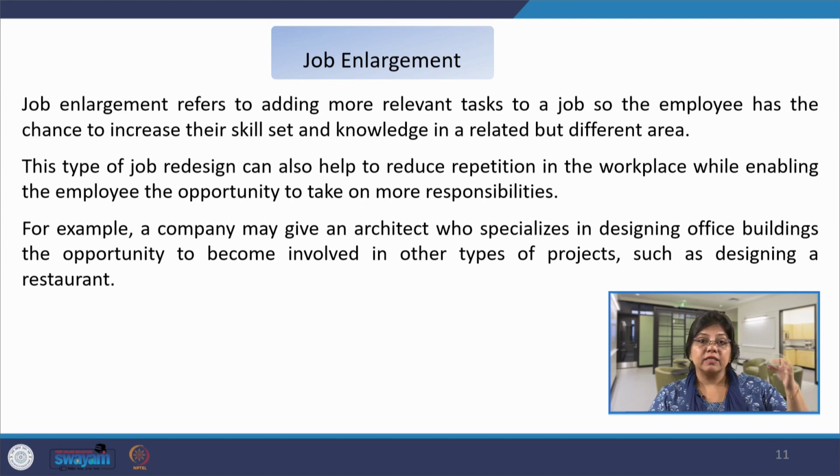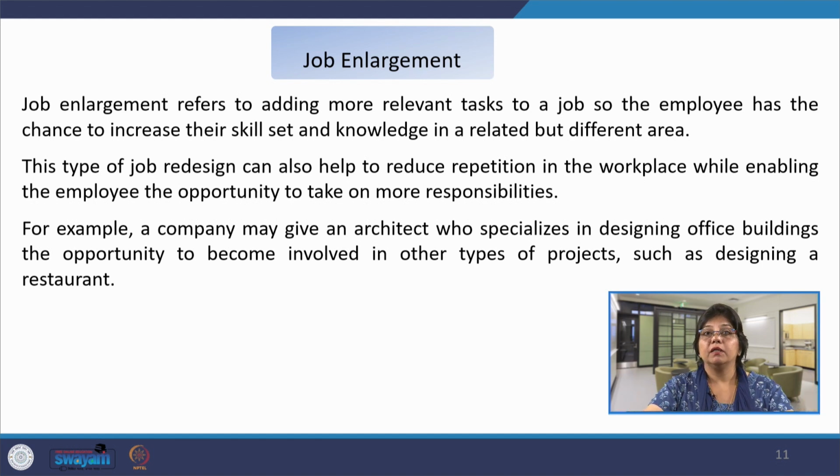So, one responsibility that already exists is the responsibility of developing software, and the other responsibility will be of accountancy or taking care of the financial liabilities. So, once these two jobs have been redefined, then it adds more responsibility that enlarges the scope of performing the job.